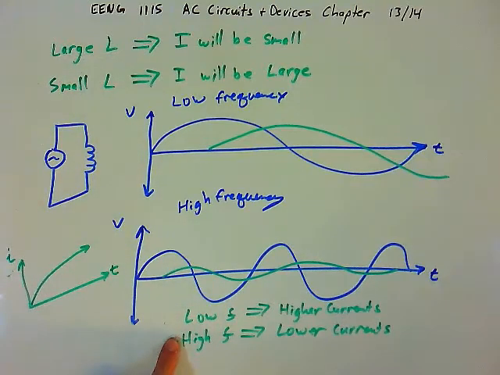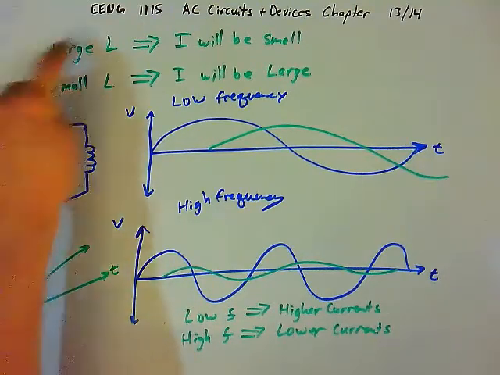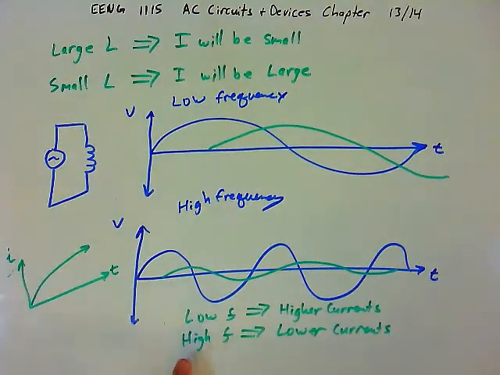So there's two things that are affecting the value of the current here: the inductance itself and the frequency. Large inductance means small current. High frequency means smaller current. Smaller inductance means larger current, and lower frequency also means higher current. So these are the two factors that are going to affect the currents in our circuit.